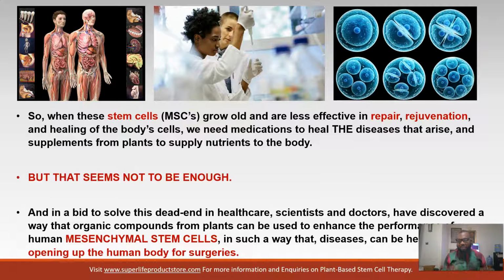So when the stem cells grow old and are less effective in repair, rejuvenation, and healing of the body cells, we need medications to heal diseases that arise, and we need plant supplements to supplement our nutrients in the body. But what we have found is that these supplements and medications, like the normal malaria drugs and painkillers, don't really eradicate the disease. They just manage it, right? So, in a bid to solve this dead end in healthcare, scientists and doctors have discovered a way that organic compounds from plants can be used to enhance the performance of human mesenchymal stem cells in such a way that diseases can be healed without opening up the human body for surgeries and all of that.